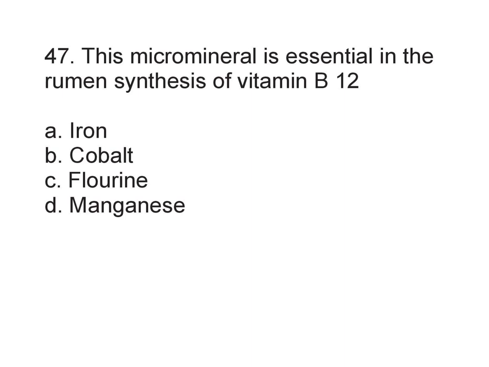Number 47. This micromineral is essential in the rumen synthesis of vitamin B12. A. Iron, B. Cobalt, C. Fluorine, D. Manganese. The answer is cobalt.